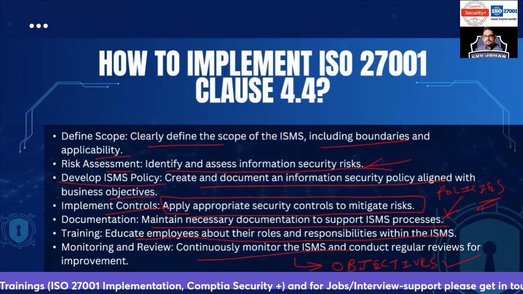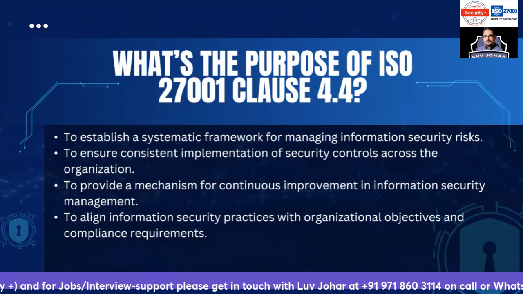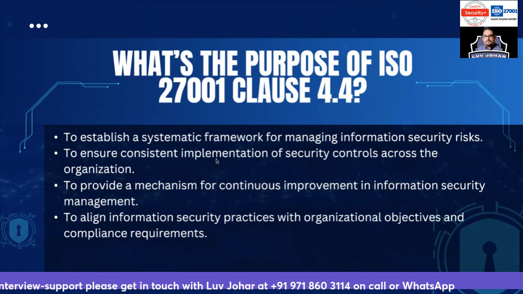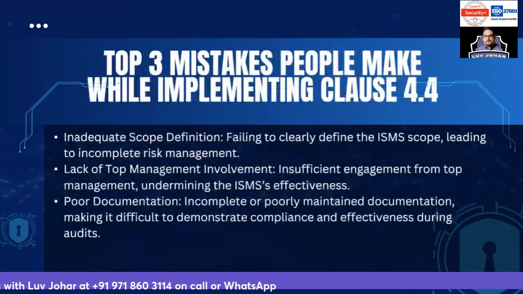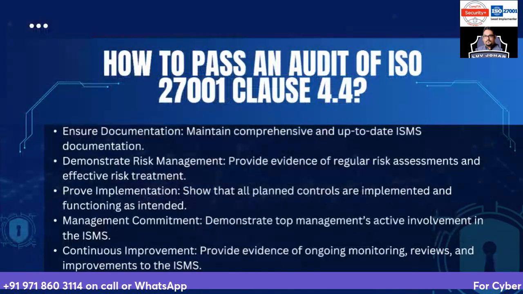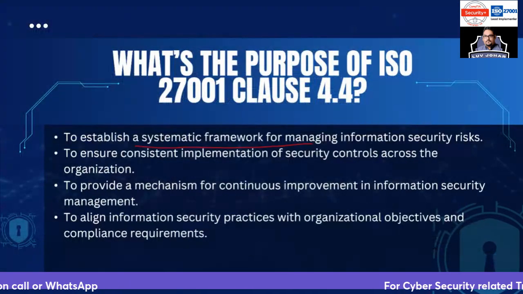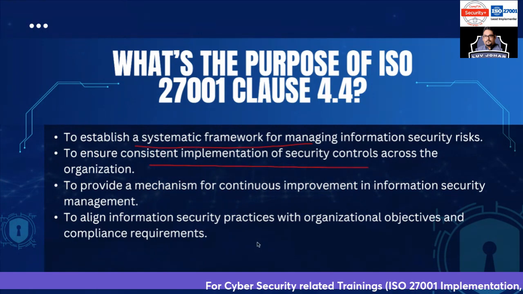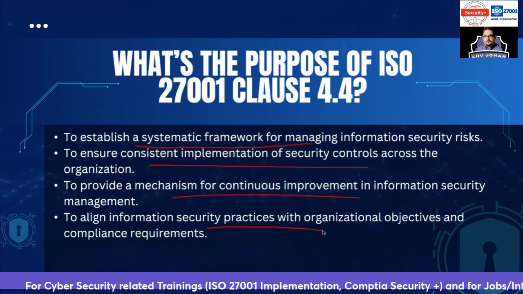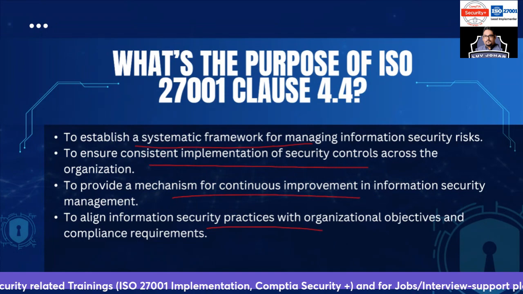Without having defined security objectives, it's not possible to monitor and review the ISMS. What's the purpose of clause 4.4? It is to have a systematic framework, and we'll see that the framework is nothing but the plan, do, check, act framework. So basically, to have a systematic framework for managing information security risk, to ensure consistent implementation of security controls, to provide a mechanism for continuous improvement, and to align the information security practices with organizational objectives, right?